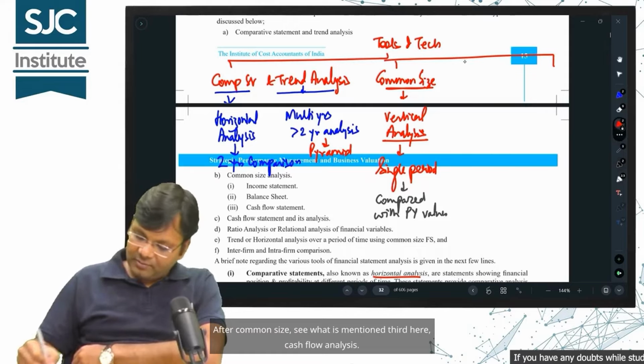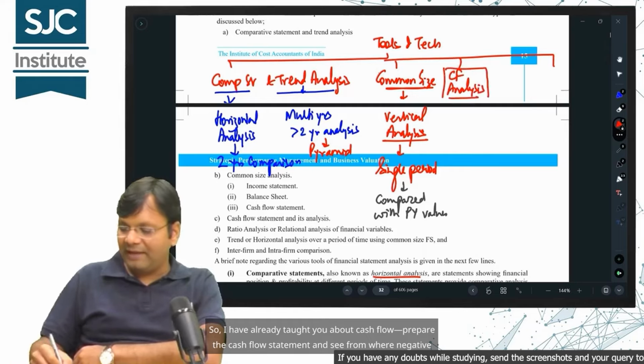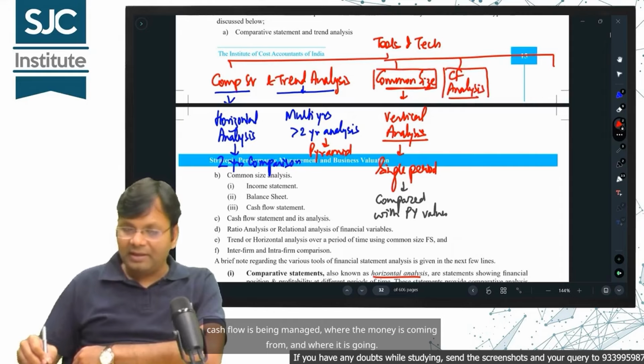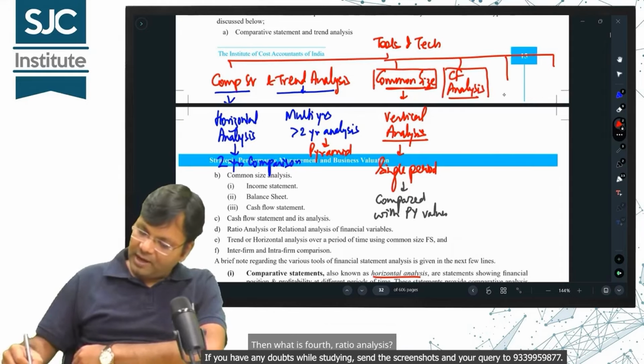I have already taught you about cash flow. Prepare the cash flow statement and see from where negative cash flow is being managed, where the money is coming from, and where it is going. Then what is fourth? Ratio analysis.